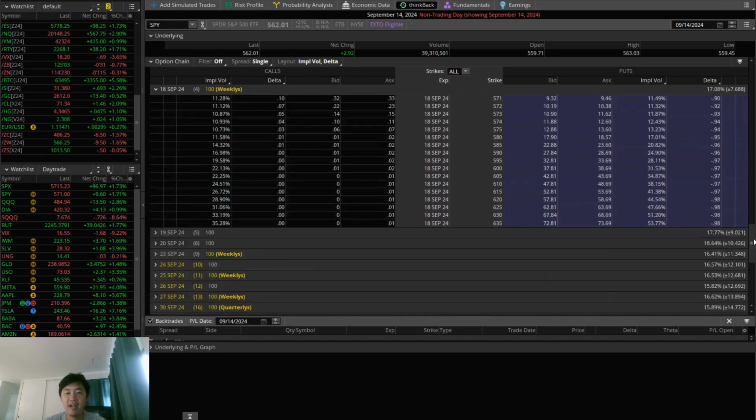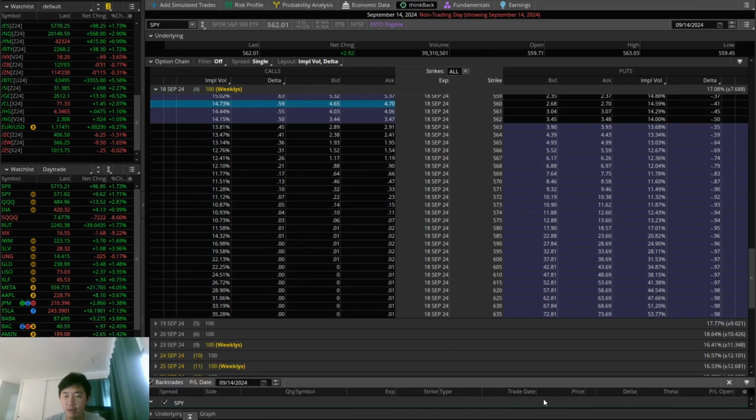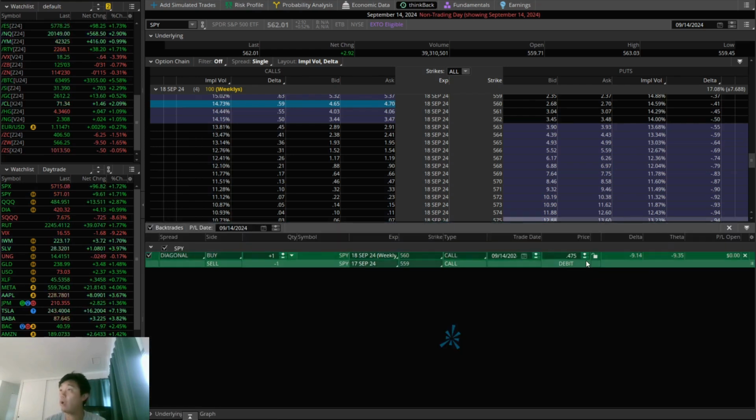So I sell that, I buy this 560, and you can see that it was marked for around 47 cents. And I only paid 39 cents to get into this position. So I was still up on this trade, even though my short strike got breached on this trade. And that's because there's just so much volatility packed into the FOMC meeting.